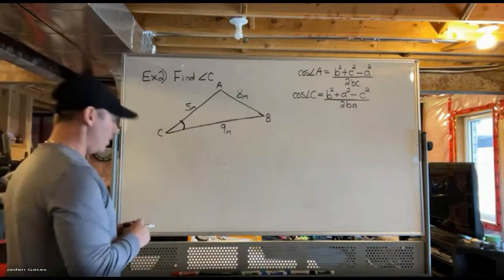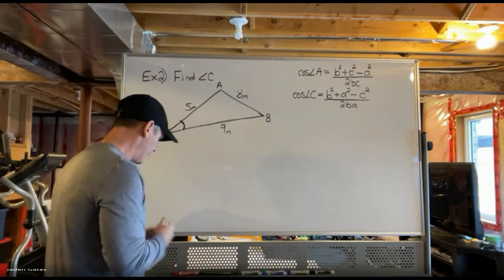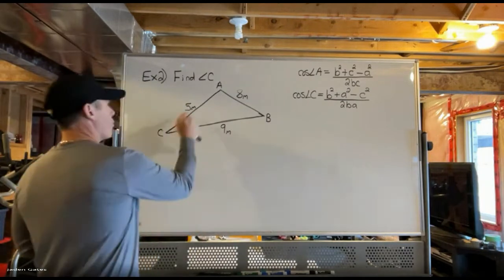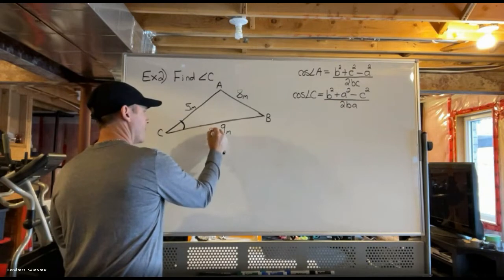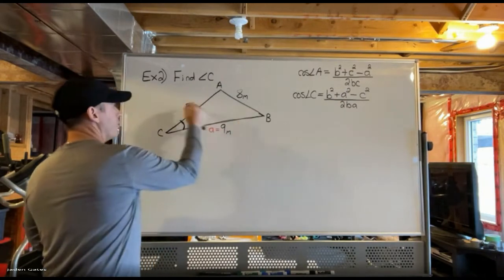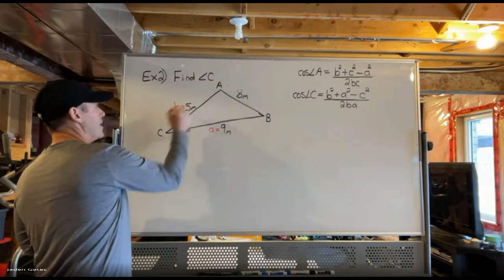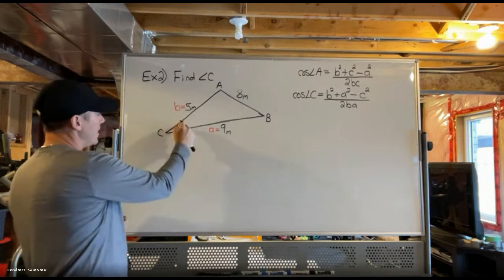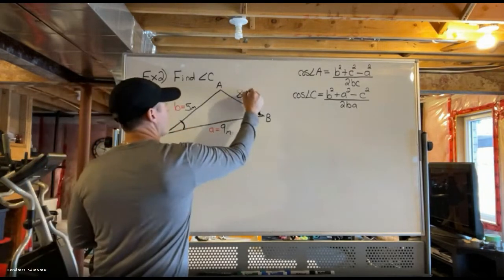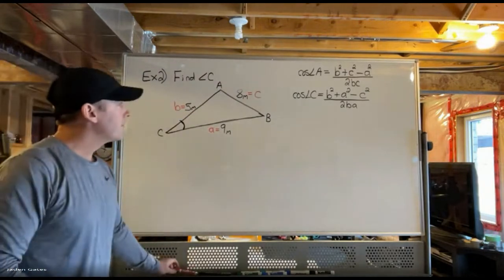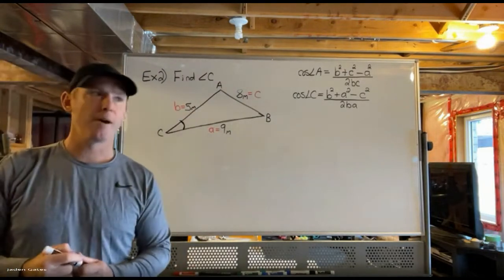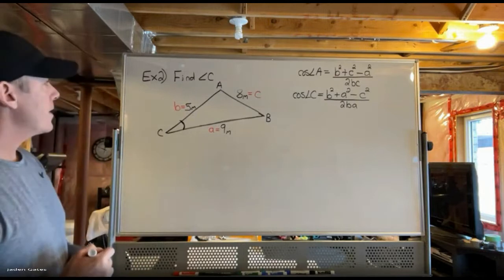All right, so, well, let's see here. I can just label them on the diagram. Across from angle A is side A, so there's A is 9. Across from angle B, that's side B, and of course, lastly, across from angle C would be side C. Okay, now it's just substituting into my formula and solving.